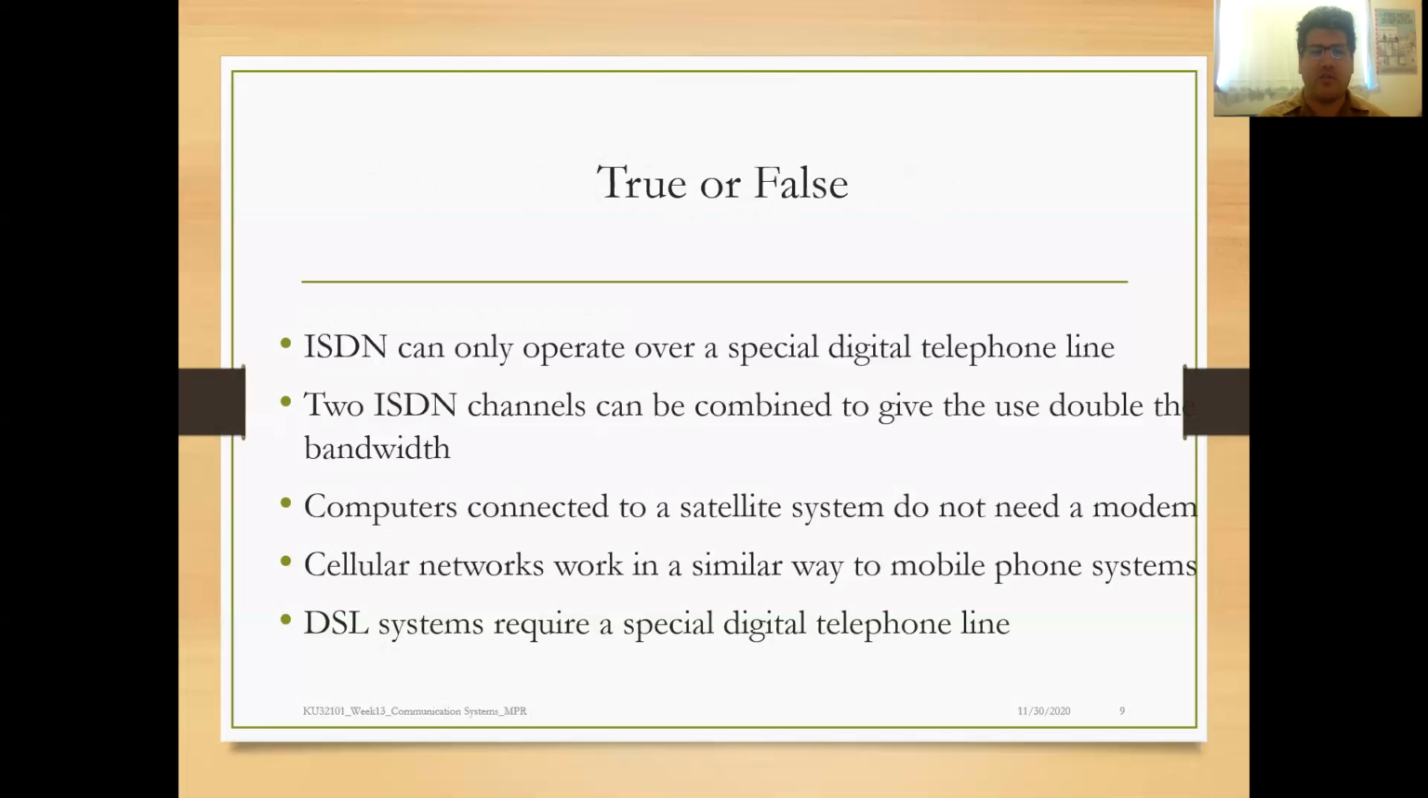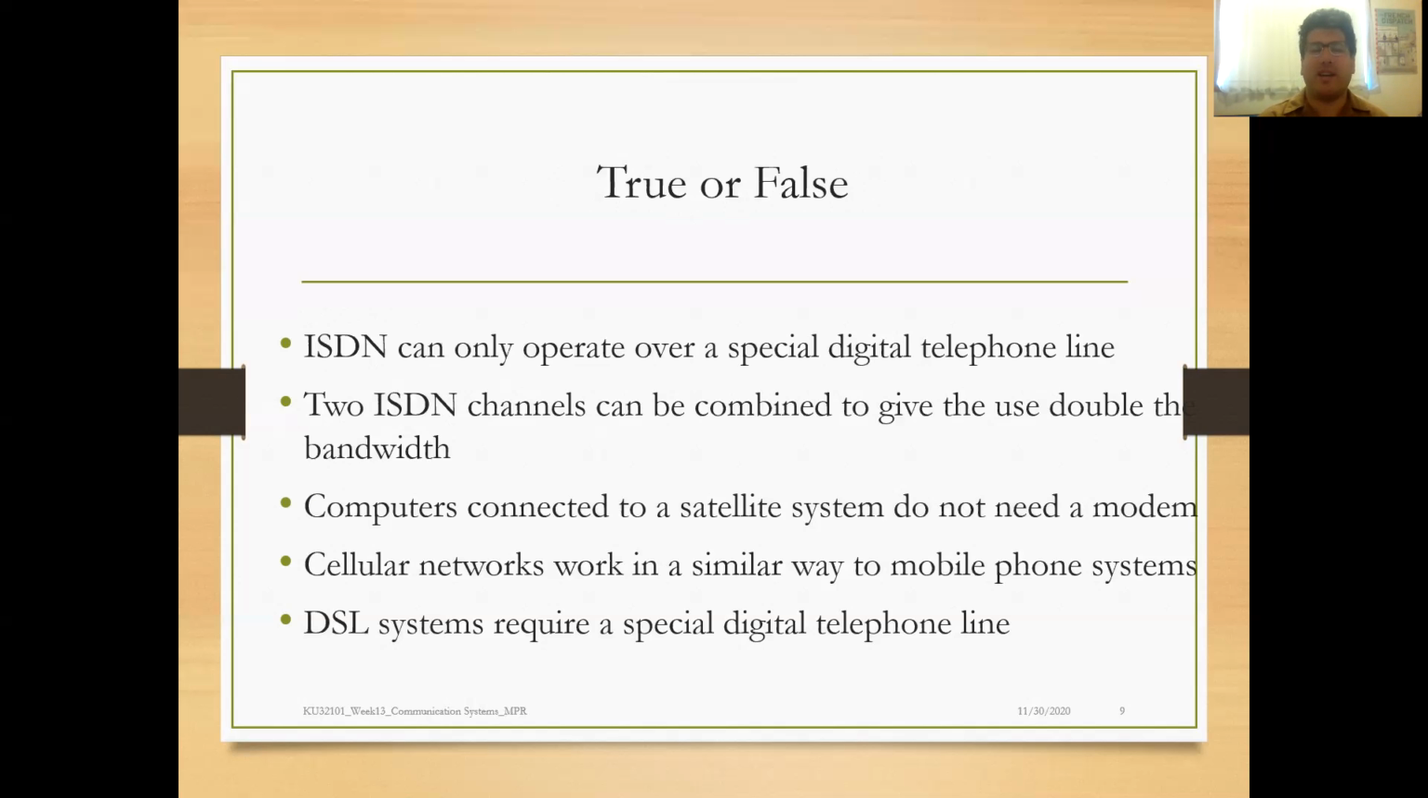ISDN can only operate over a special digital telephone line. Two ISDN channels can be combined to give the user double the bandwidth. Computers connected to a satellite system do not need a modem. Cellular networks work in a similar way to mobile phone systems.